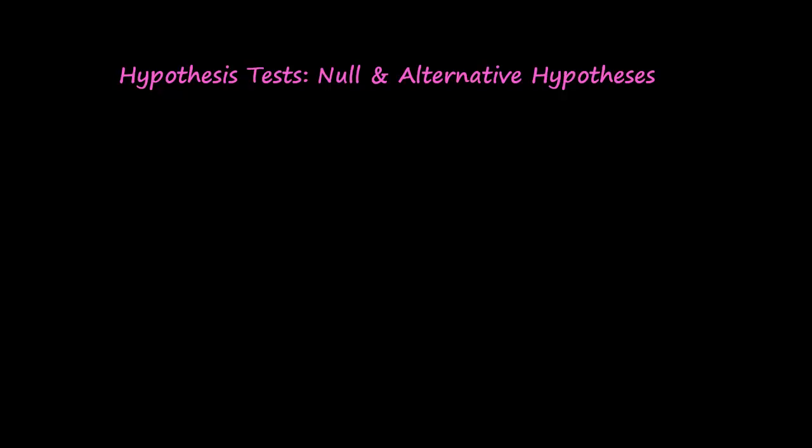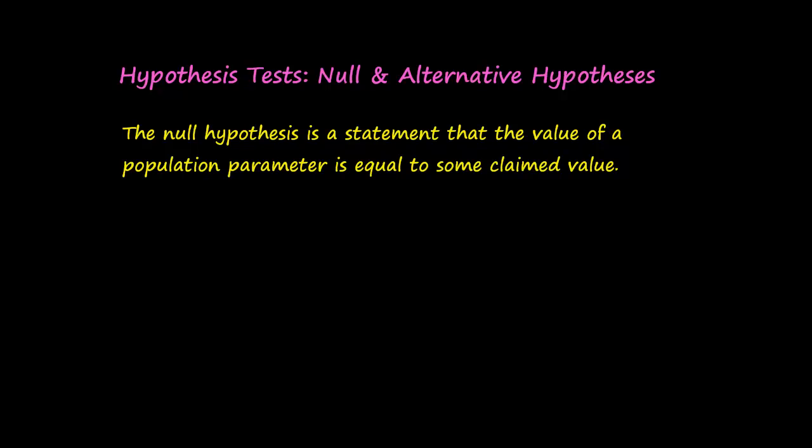When conducting a hypothesis test, we state our null and our alternative hypothesis. The null hypothesis is a statement that the value of a population parameter is equal to some claimed value. This word null indicates no change, no difference. Things are status quo. When we talk about population parameters, we will be talking about the population mean or the population proportion.